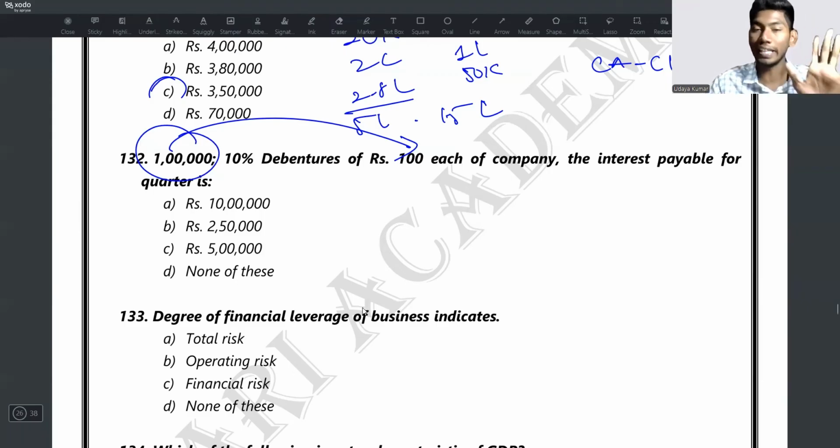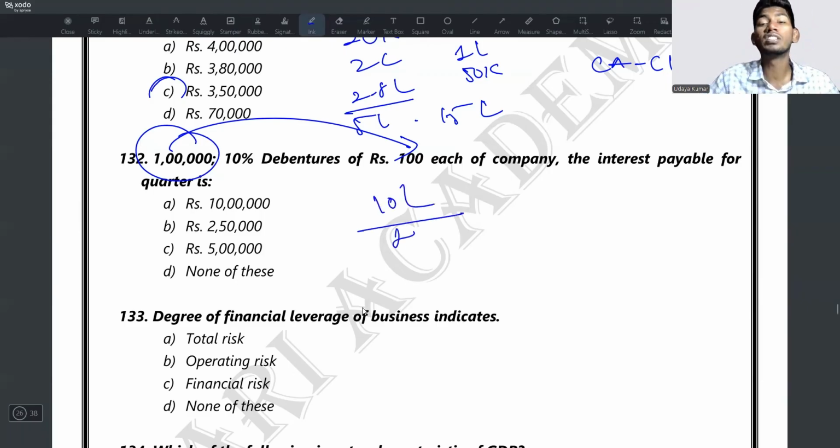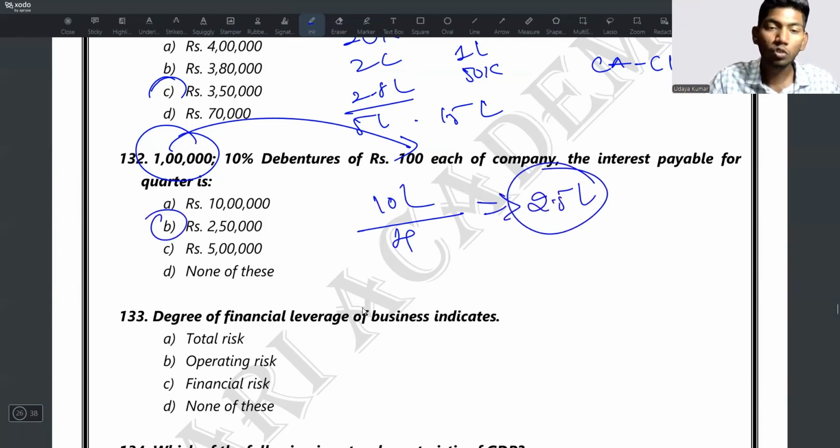So 10 lakh is for the year, right? Now it is divided into 4 quarters. Then it is equal to 2.5 lakh per quarter. So option B is the right option. Here the question is asking the interest payable for a quarter. So the total number of debentures is 1 lakh, and each debenture price is 100 rupees. So what is the amount of funds raised with the help of debentures?